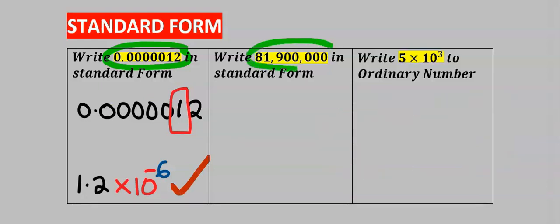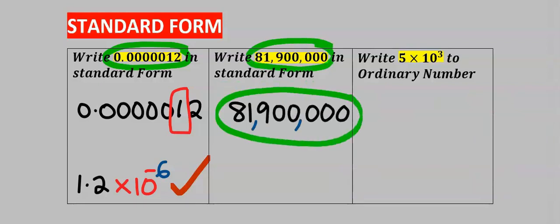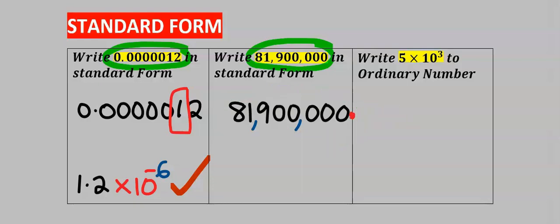Next, consider this number, and we're going to write this in standard form. This is a very large number, and the decimal is at the back. We can include a trailing 0 here without affecting this large number. Step number 1. Target the first significant number. Here it is 8. Step number 2. Consider the position of the decimal, which is this point.